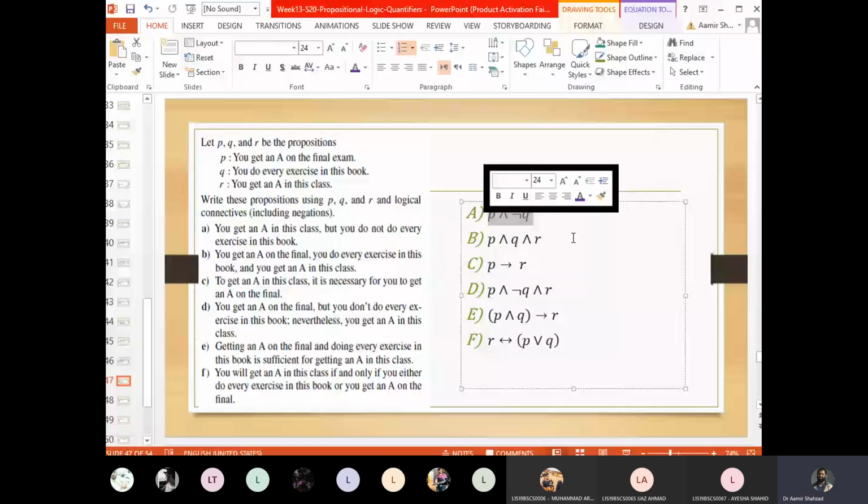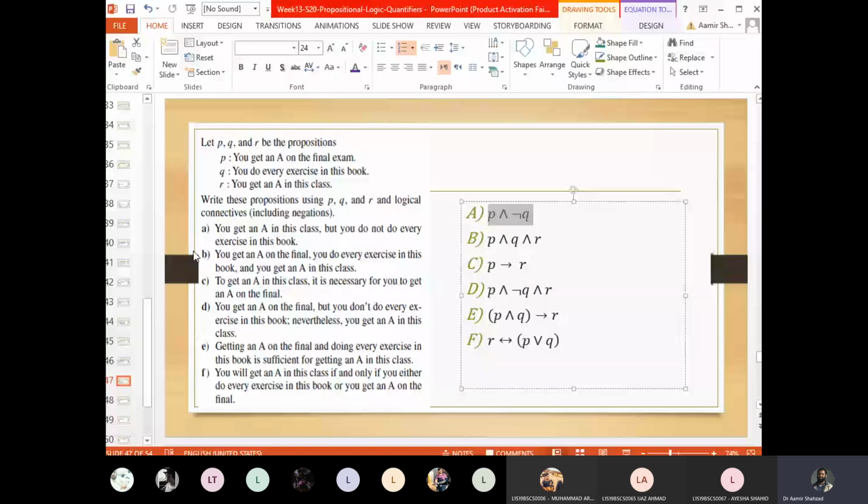Let's look at the second one. You get an A in the final. Sorry, it's P. You get an A in the final, the P statement. You do every exercise in this book and you get an A in this class. So this is simply the AND operator of all: P and Q and R.